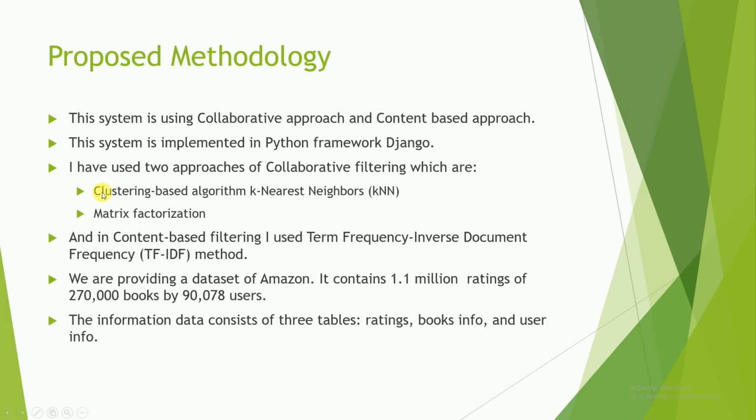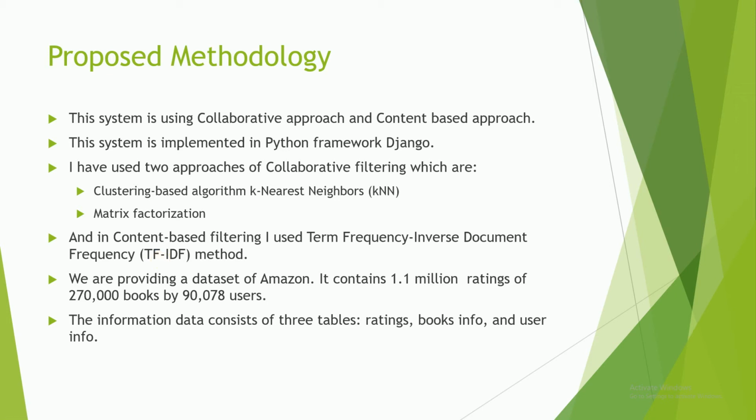I have used two approaches of collaborative filtering. The first is a clustering based algorithm, k-nearest neighbor, which in short we can call KNN, and the second one is matrix factorization. So we will be using these two approaches in collaborative filtering, and in content based filtering I use the term frequency inverse document frequency method. In short we can call it TF-IDF.